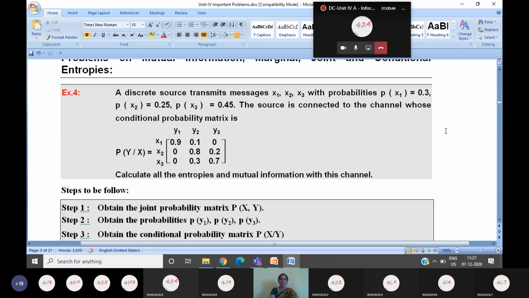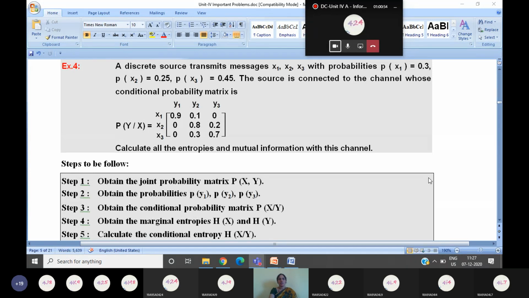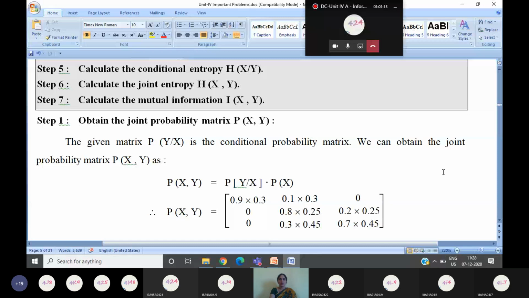Please listen carefully. I request any one of you to please tell me, is it clearly visible to you, or do I have to improve the font? Is it okay? One of you please respond. Is this font okay to you? Yes, ma'am. Okay, thank you.